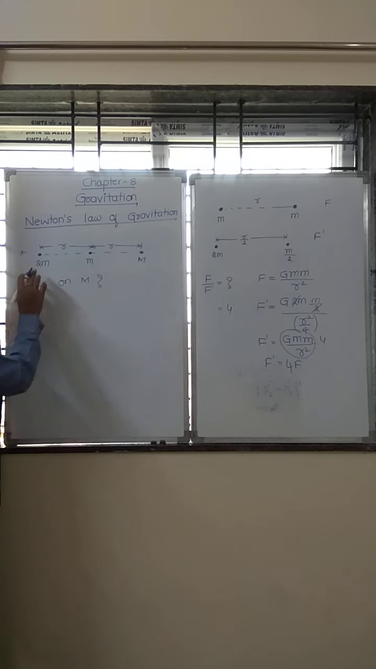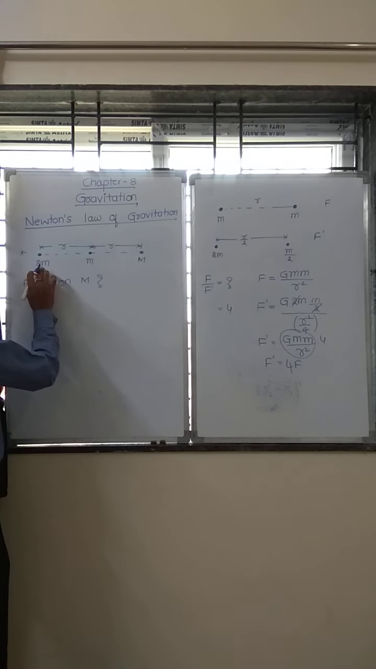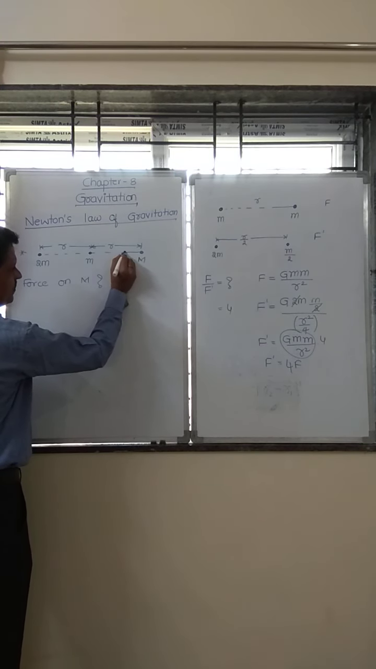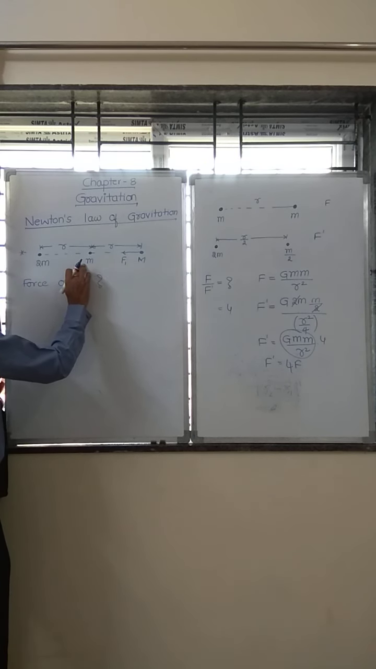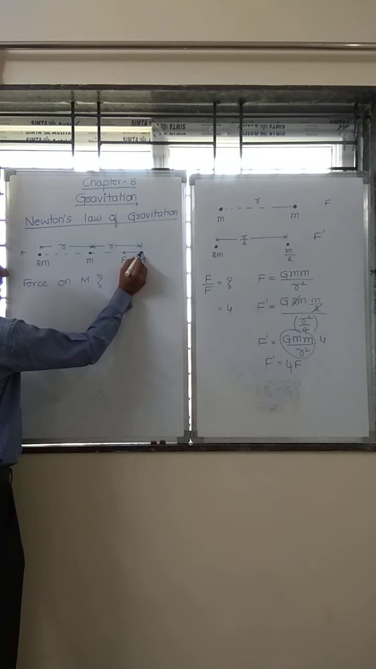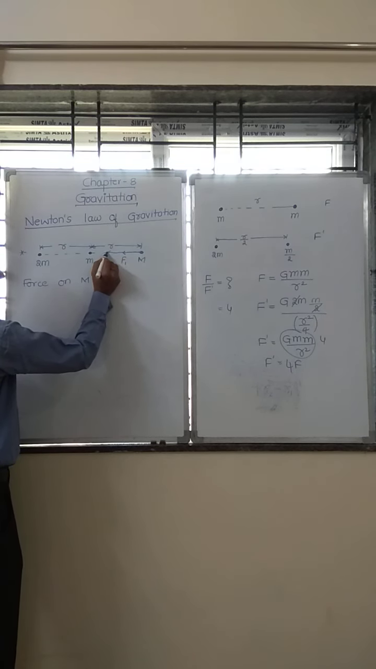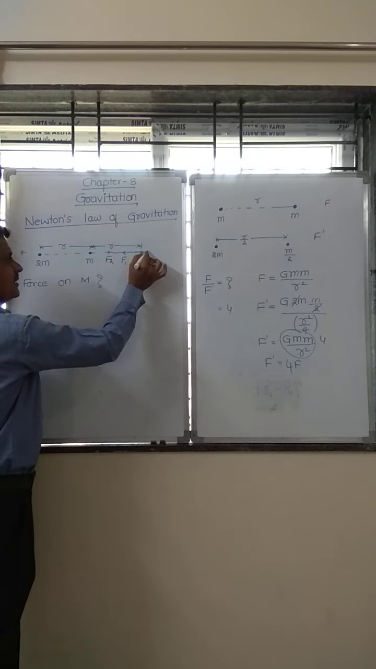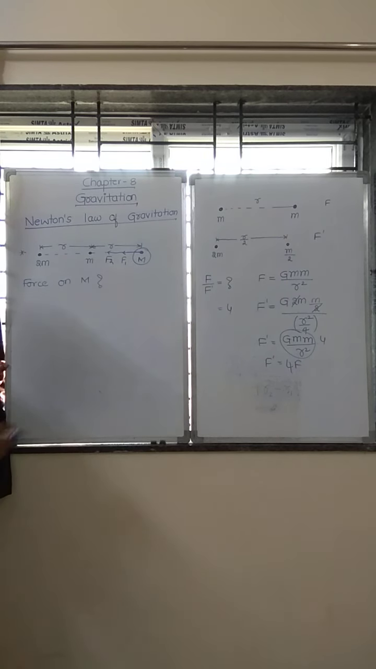See here, in this case, 2m will attract capital M, so it experiences force this side. Say it is F1. Similarly, small m also attracts capital M, so this force, say F2, is this side. It means capital M is experiencing two forces, F1 and F2. Therefore, the net force is given by F1 plus F2.